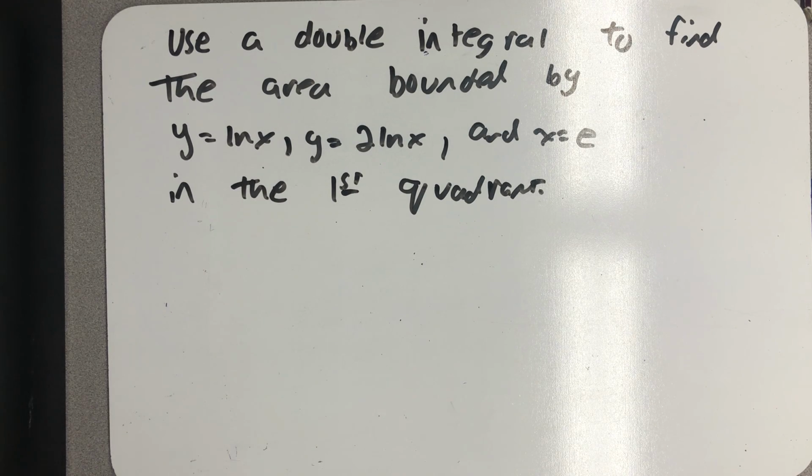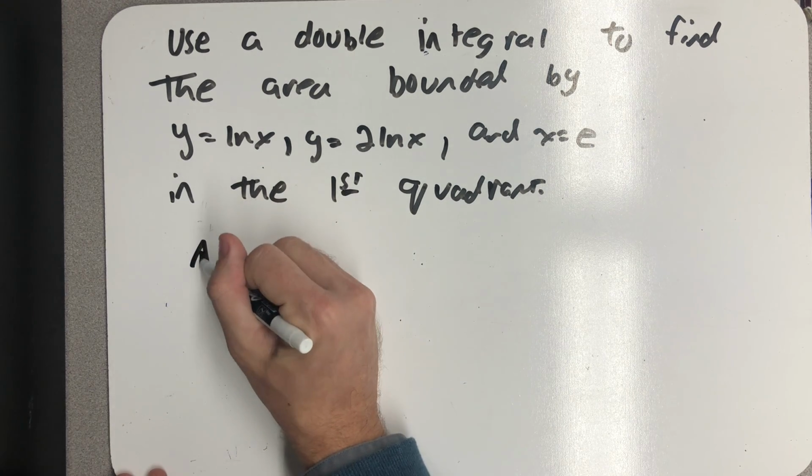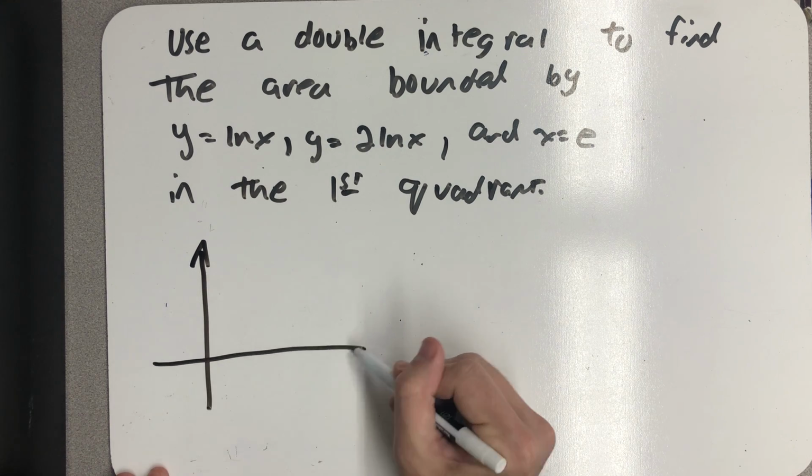Use a double integral to find the area bounded by y equals the natural log of x, y equals 2 times the natural log of x, and x equals e in the first quadrant. All right, so let's proceed by sketching the region of integration, which will always be our first step.